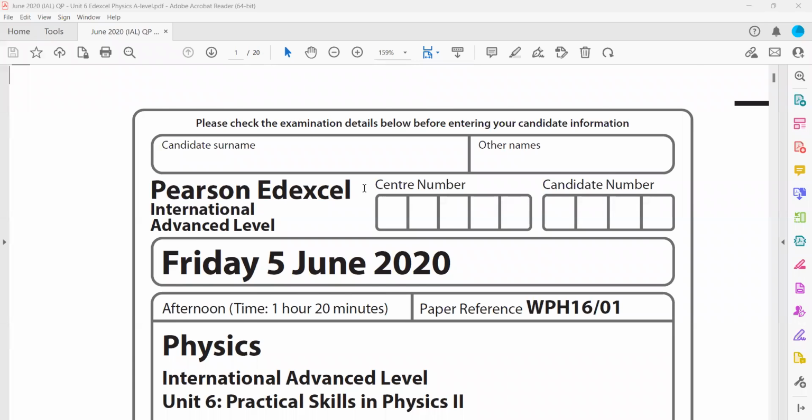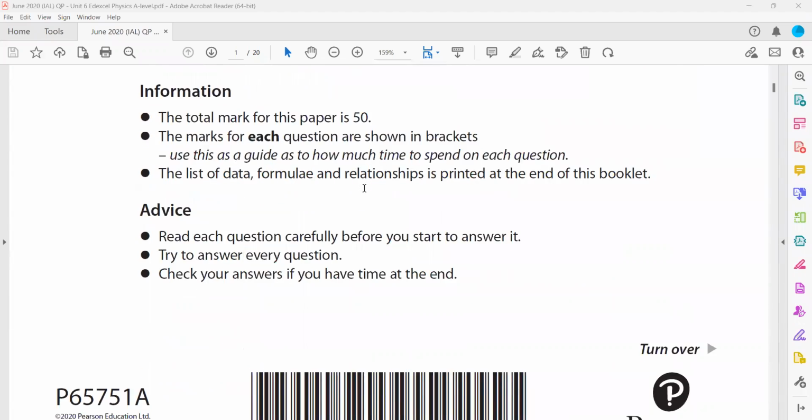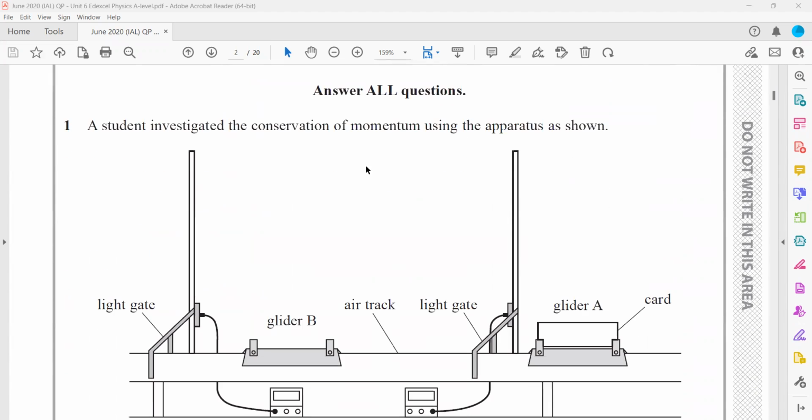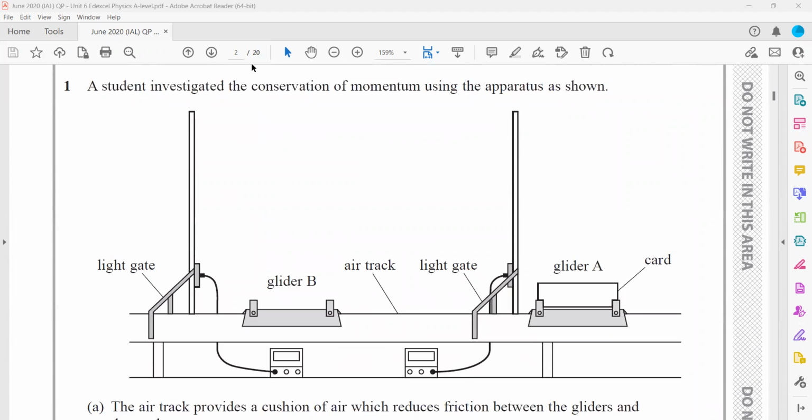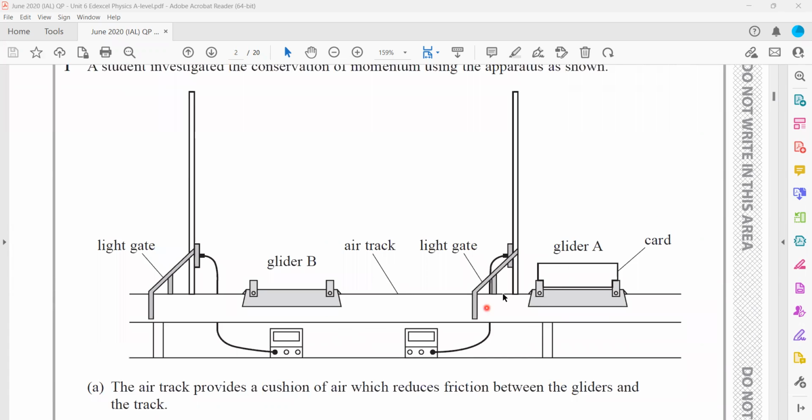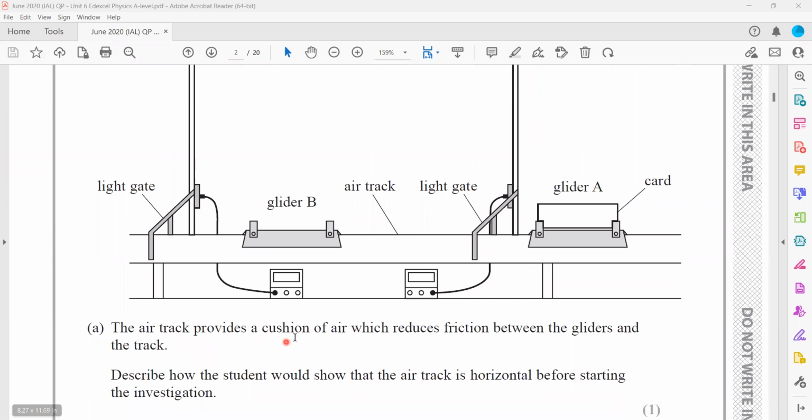So, June 2020 session, Unit 6. In the first question, a student investigated the conservation of momentum using the apparatus. The student is using a glider. The air track provides a cushion of air which reduces the friction between the gliders and the track.